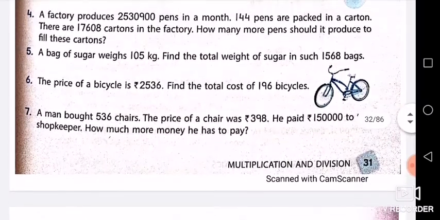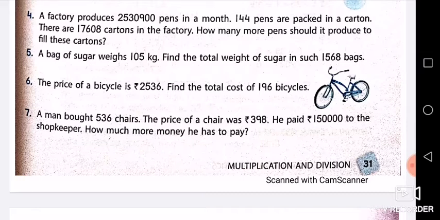I'll read out this question once. Hear the question carefully. A factory produces 25,30,900 pens in a month. We'll leave the first line. Just read the second line once. 144 pens are packed in a carton. There are 17,608 cartons in the factory.